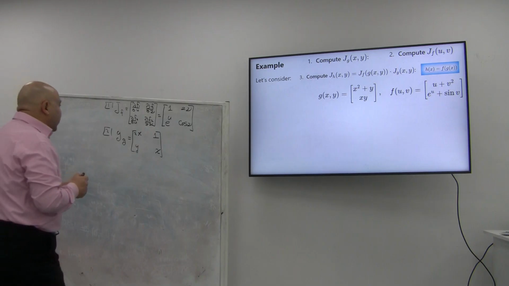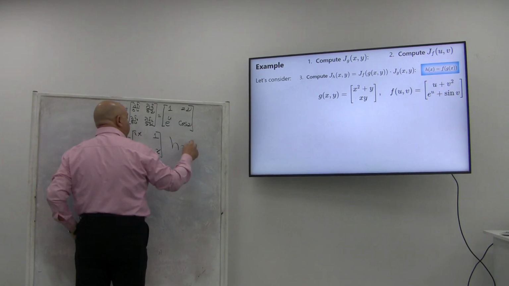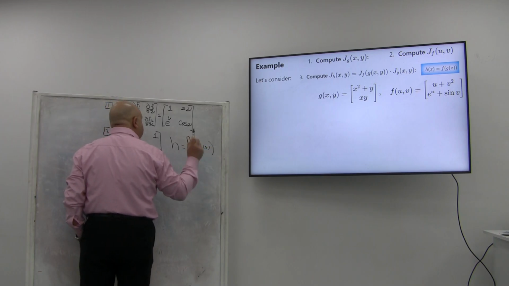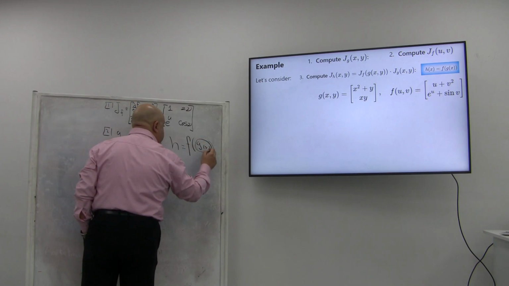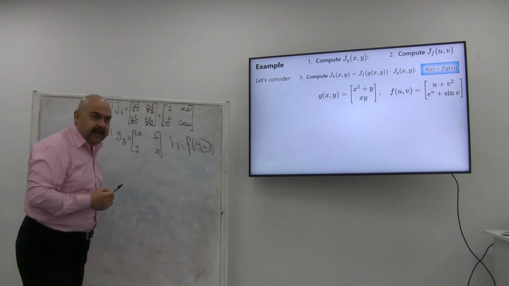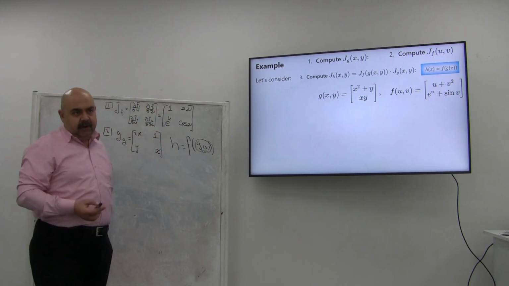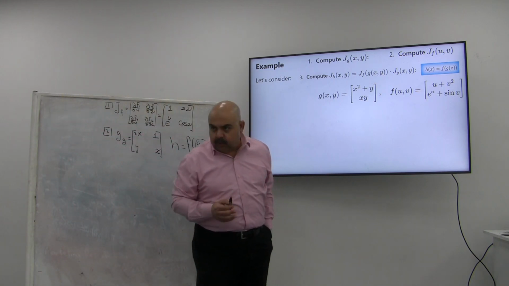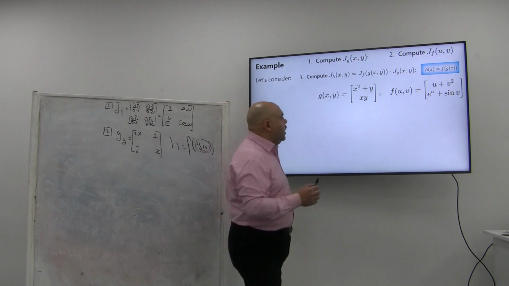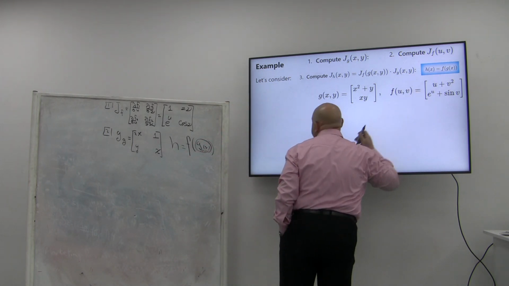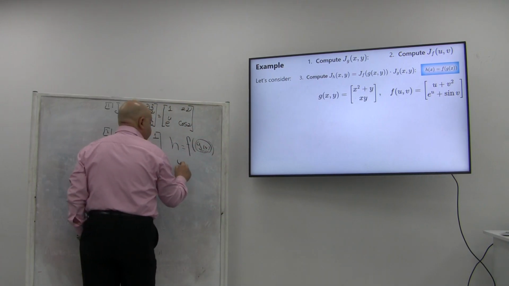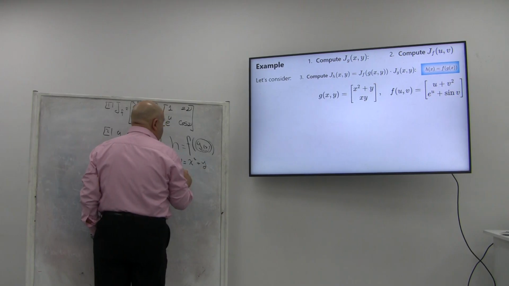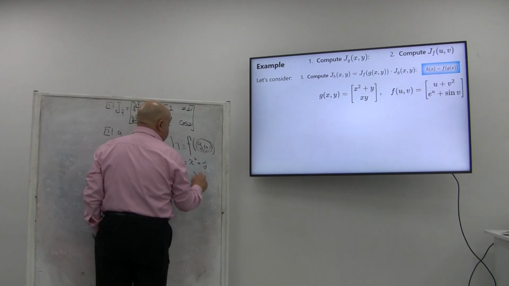Once more, I'm getting H. H here is F composite G of X, which means that the output of this function, G of X, is gonna be the input of the F function. The G function output is X squared plus Y and XY. The input in the F is gonna be U and V, which means that U equals X squared plus Y, and V, you guys, is gonna equal XY.